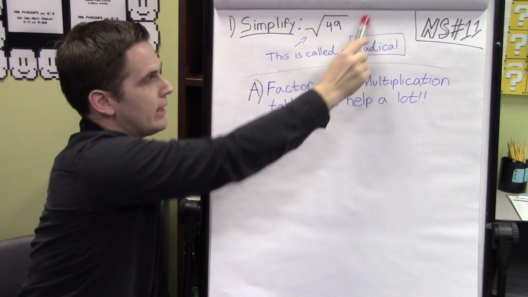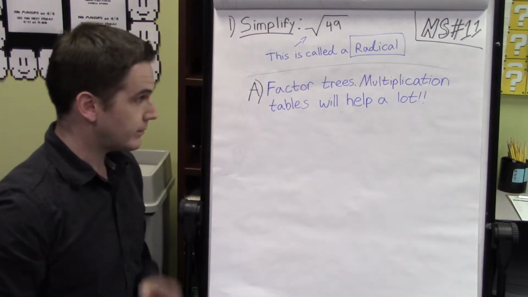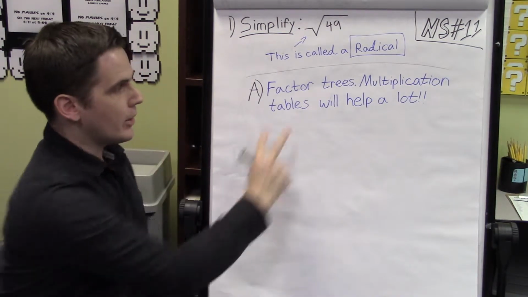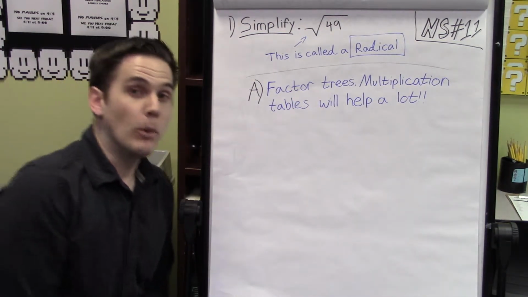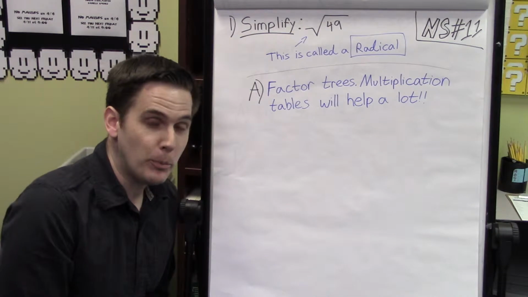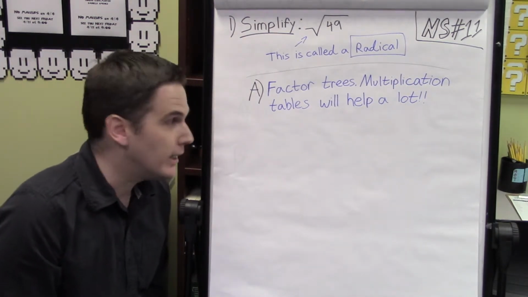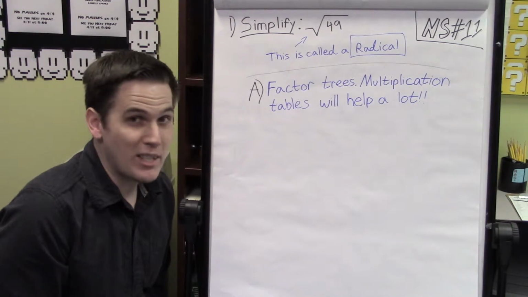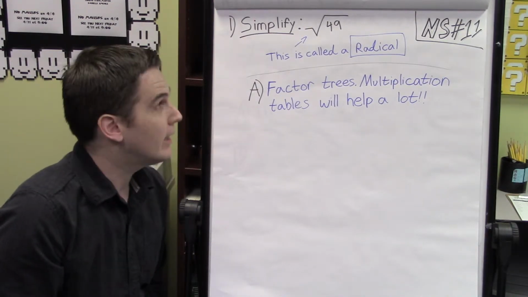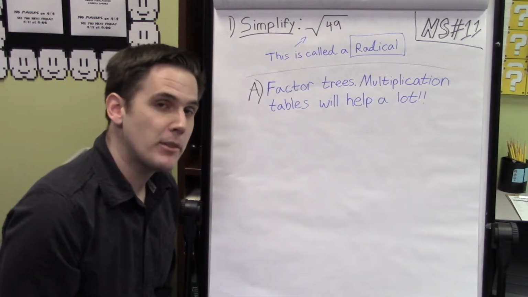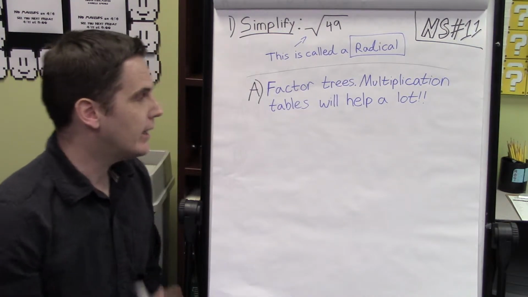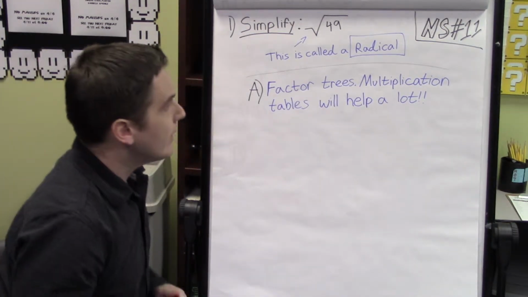This little symbol right here is called a radical. To do this, you're going to use factor trees. Your multiplication tables will help you a lot here. Can you do it in your head? Yeah, I'm about to, but multiplication tables just make it a lot easier. Especially since 49 happens to be called a perfect square. We'll explain that a little bit later.